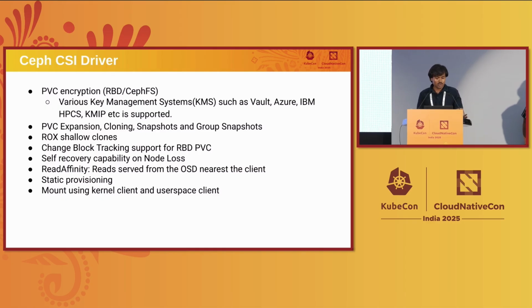And we have ROX clones, that is read only many shallow clones. This is particularly applicable to CephFS, where cloning makes actual copies, so it takes a lot of time. So when you create a read only many PVC from a snapshot, you can mount the snapshot itself instead of creating a clone and then mounting it. This is intended for backup purposes, where you take frequent snapshots, restore them, and take backups.